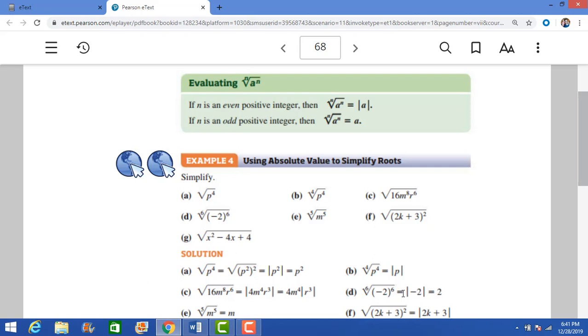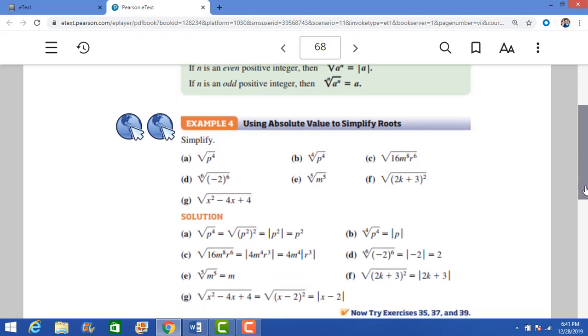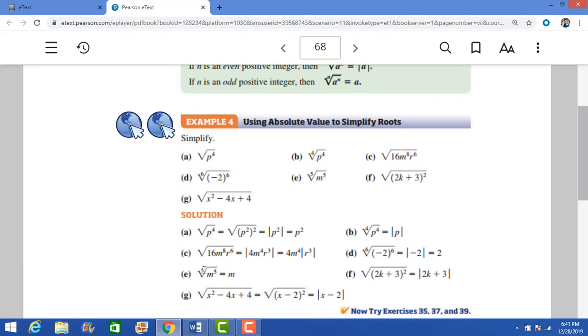Now, if we look at the next one, again, it's an odd root. So we don't need the absolute value sign. This cancels with this, and we just end up with m. No need for the absolute value signs. Here, even root. So we're going to add the absolute values, even though it cancels. The 2 here cancels with this 2 here.